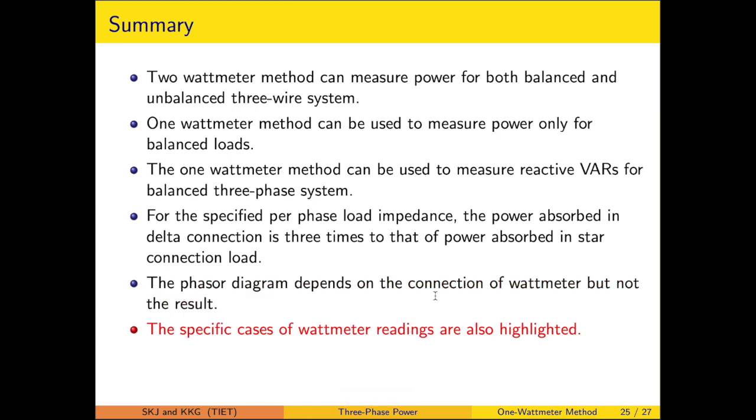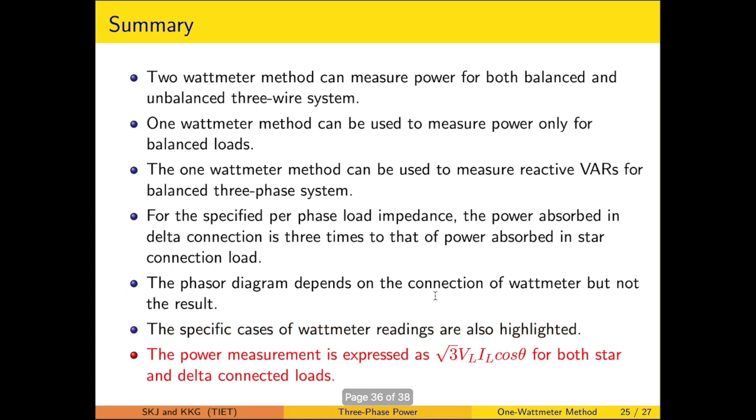Now there are the specific cases of wattmeter readings, like when the power factor is 0, power factor is unity, power factor is 0.5, or when the power factor is lying between 0 and 0.5, 0.5 and 1, likewise they are highlighted. So the power measurement is always expressed in terms of root 3 VL IL cosine theta for both star or the delta connected load. So this summary is concluding the discussion on the 3-phase system.